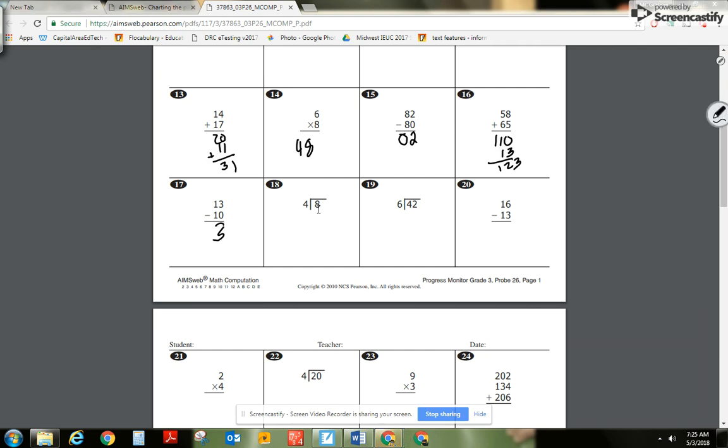4 take away 8, not 4 take away 8, I'm sorry. This is the division symbol. 8 divided by 4. So how many 4s can fit into 8? Well, that's 2.